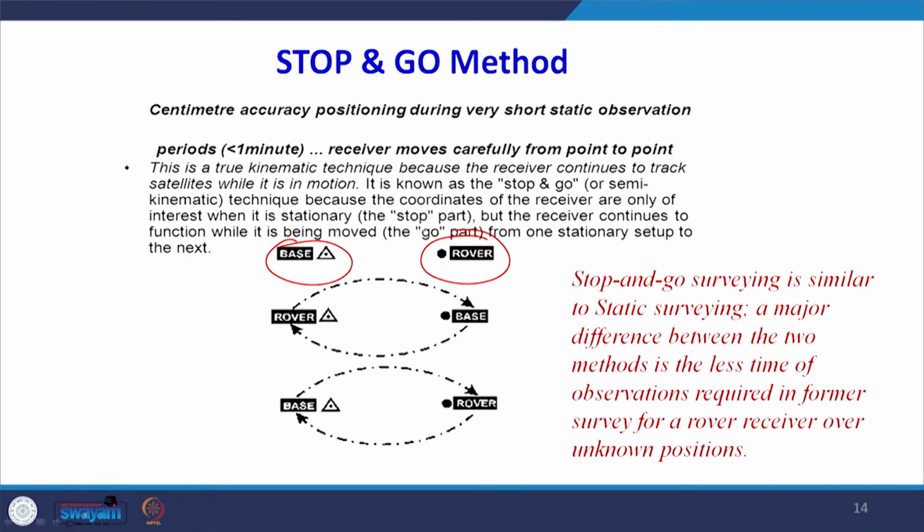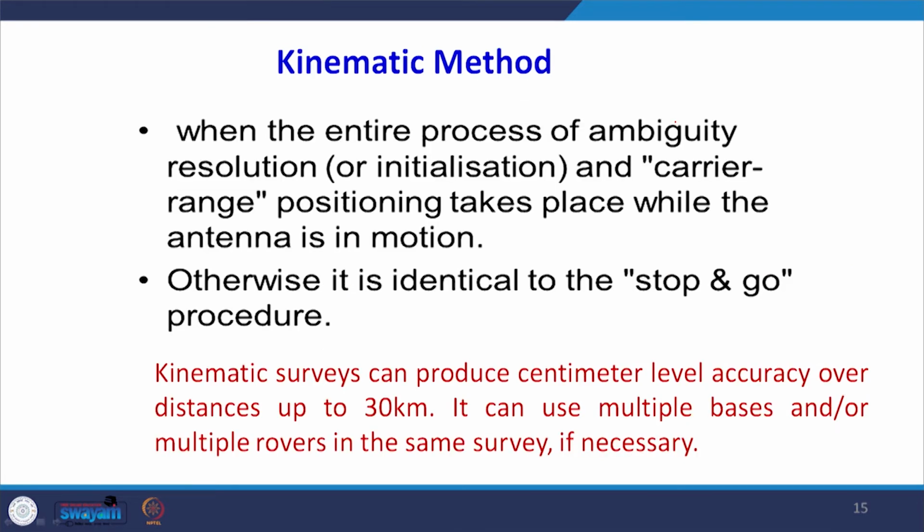So, we can get centimeter accurate positioning for a very short static observation, and our period of observation could be less than 1 minute. This method is similar to the static survey method, but the major difference between the two is the shorter time of observation. We are spending very little time at a particular station compared to the previous method. So, we take the observation and then move to the next position, and likewise we complete the survey work.